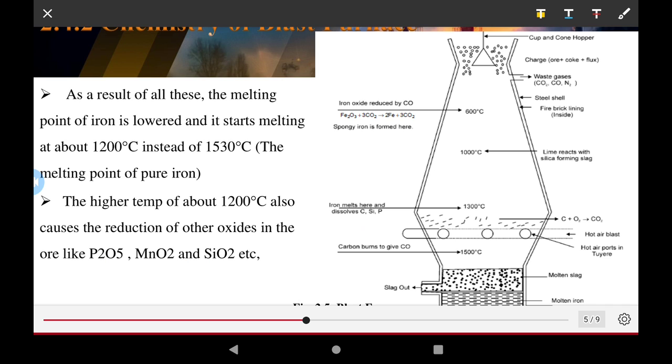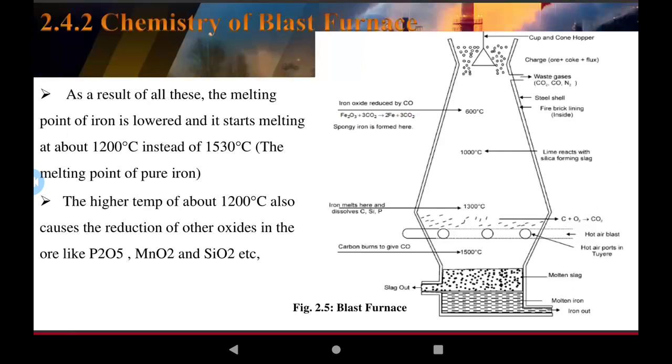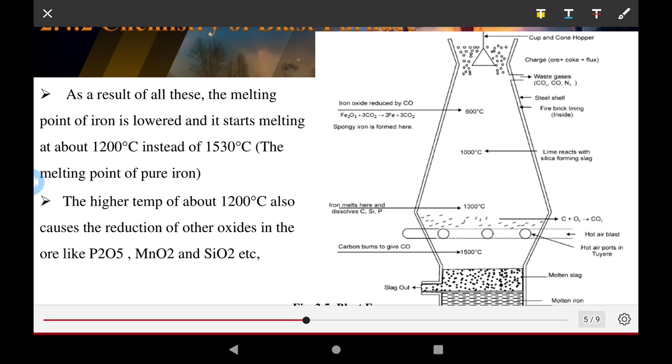This is the hot air blast. Hot air is passed through the tuyeres. At the bottom, carbon burns to give CO at a temperature of about 1500 degrees Celsius. Molten slag and molten iron collect at the bottom, and the slag is taken out. This is the overall structure of the components of the blast furnace I present here in this video.